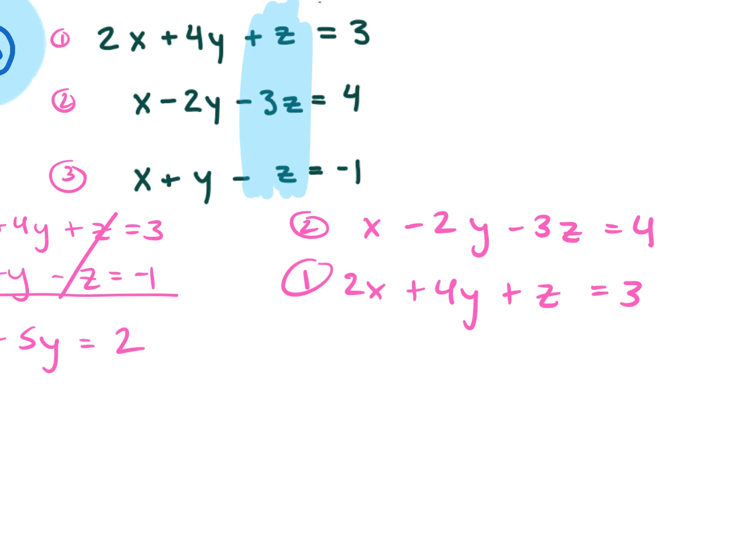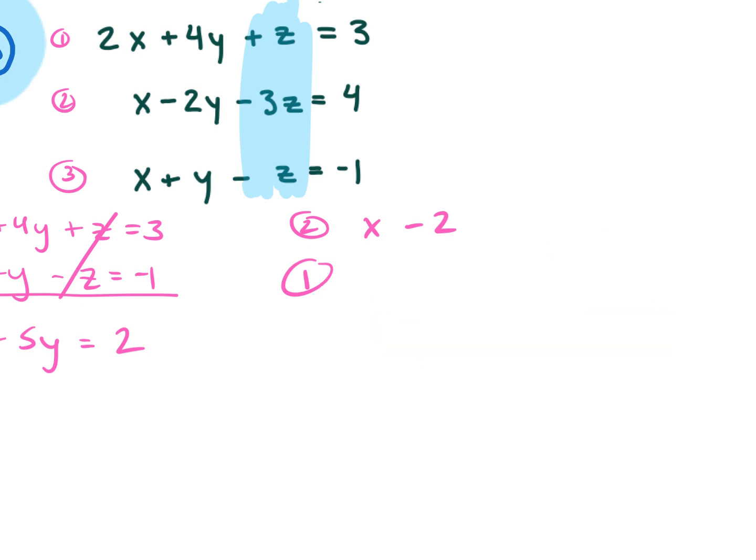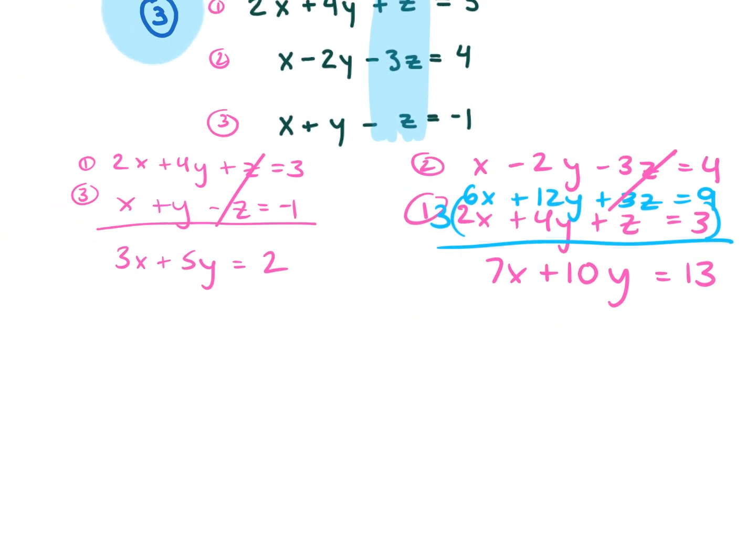So 2 and 1. Do the z's cancel out right away? No, so what do we need to multiply to get them to cancel out? 1 by 3. I'm going to multiply equation 1 by 3. So we have 6x plus 12y plus 3z is equal to 9. So let's combine these together. 6x plus x would be 7x. Negative 2y plus 12y is 10y, the z's cancel, and 4 plus 9? 15. Awesome. What do we do next?